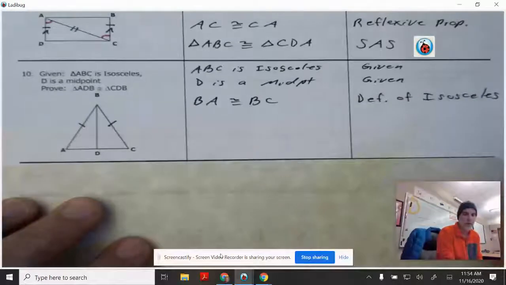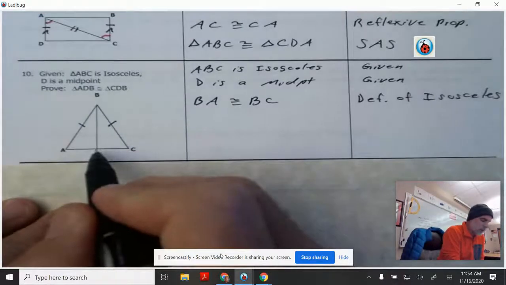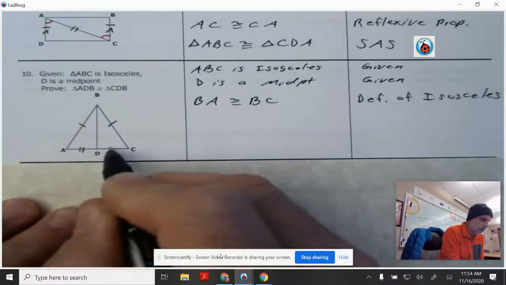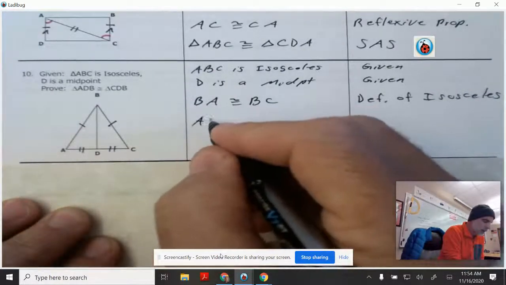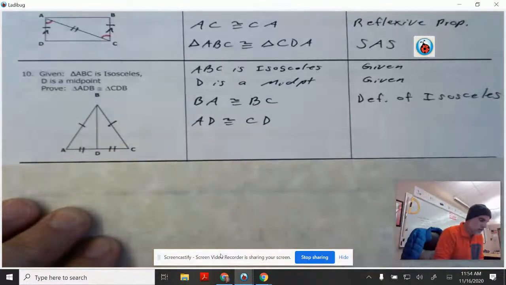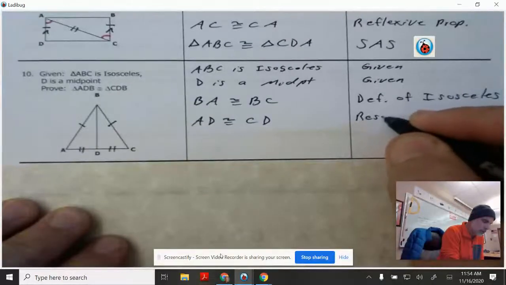Something we learned as two sides congruent. The other thing is D is a midpoint. Well, if D is a midpoint, then that means I know that this side is equal to that side. So I'm going to say AD is congruent to CD. And my reason is I can say result of midpoint.